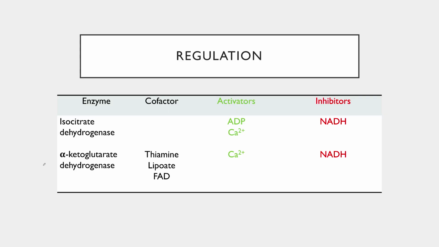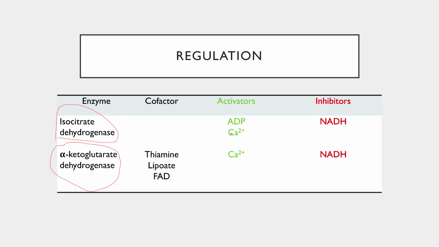The regulation of the TCA cycle is summarized here. There are 2 key regulatory enzymes to be aware of, and those are isocitrate dehydrogenase and alpha-ketoglutarate dehydrogenase. These enzymes are very sensitive to the ratio of ATP to ADP, as well as the ratio of NADH to NAD in the cell.